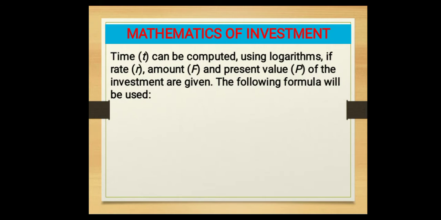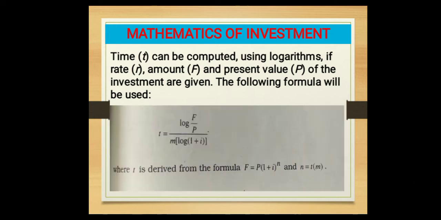How about finding T, the time? Time, denoted by T, can be computed using logarithms. If the rate R, amount F, and present value P of the investment are given, the following formula will be used. So in finding T, the given are the rate, the amount, and the present value. Then T equals logarithm of F over P, all over M times logarithm of 1 plus I.